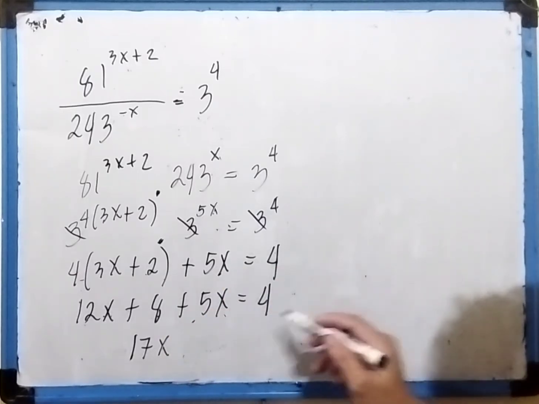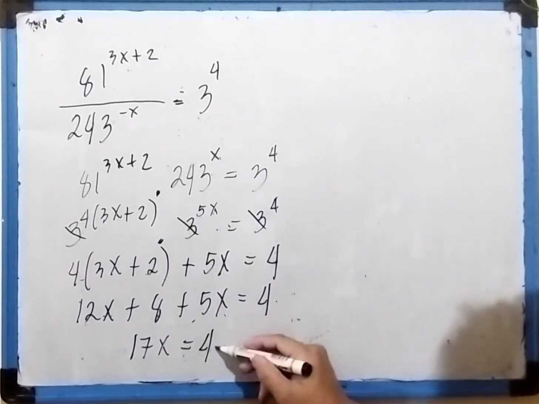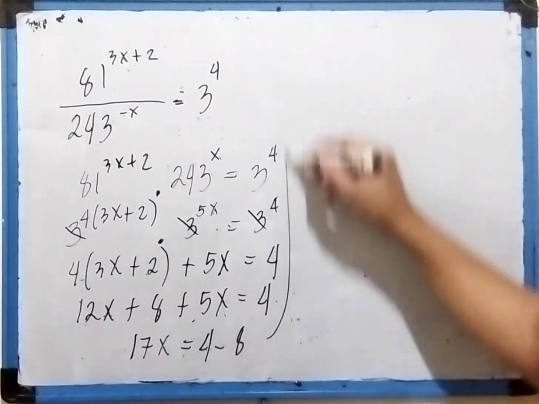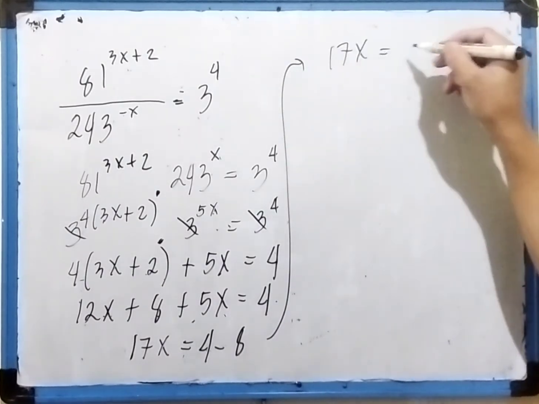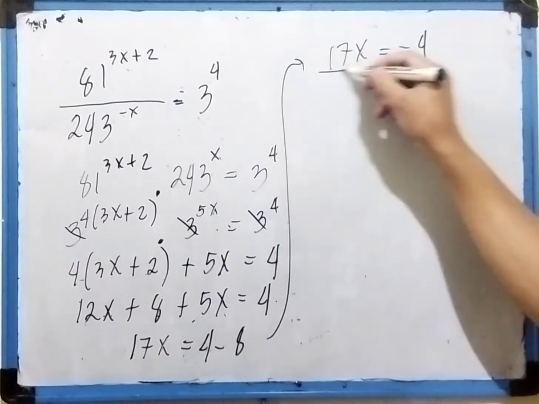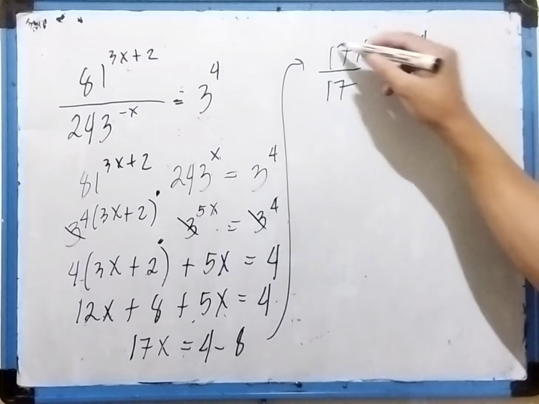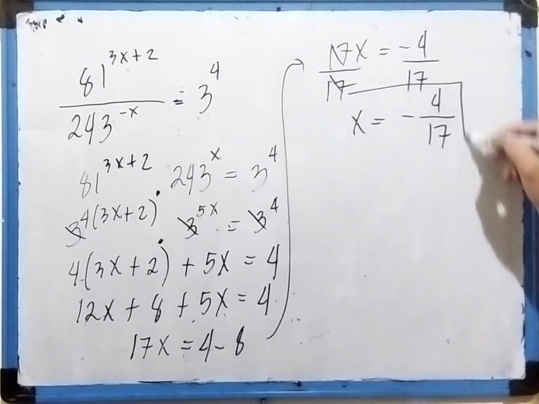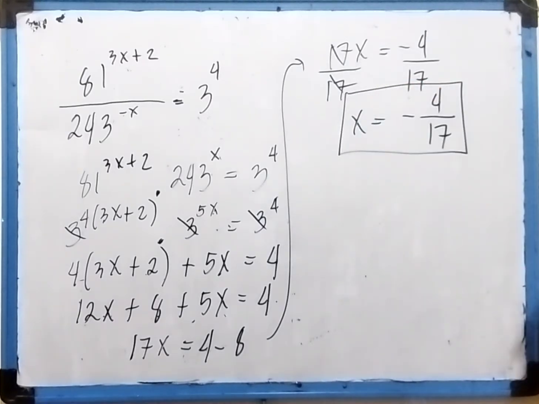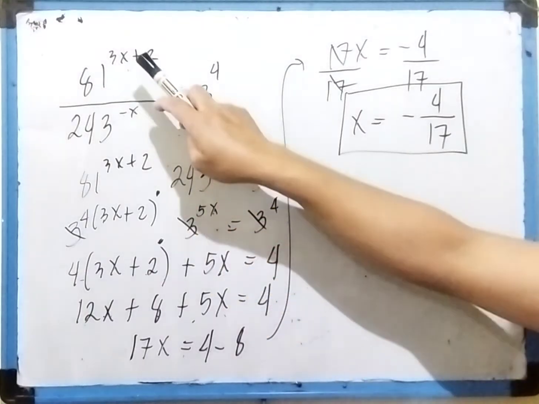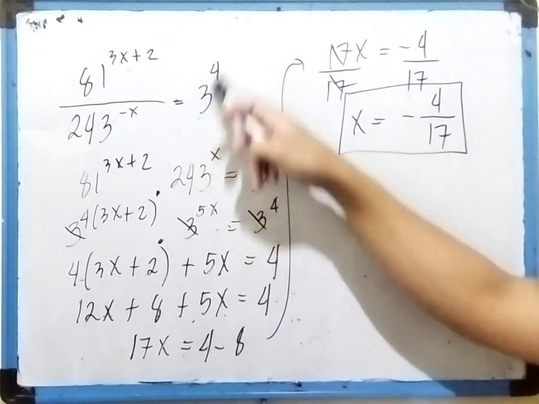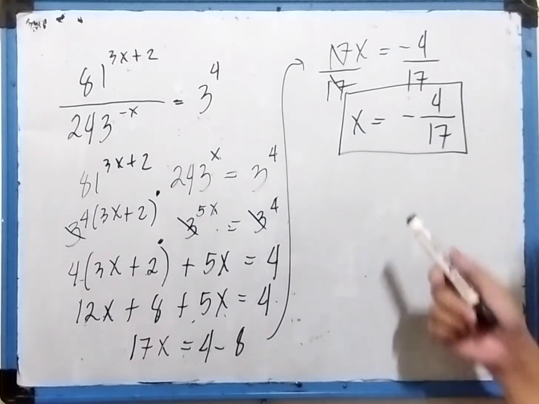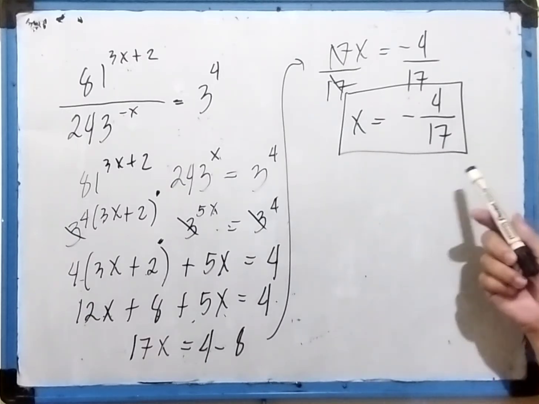And 8 here will be transposed to the other side. So, 4 minus 8. So, that will be equal to 17x is equal to 4 minus 8 is negative 4. So, divide both sides by 17. Here, x is equal now to negative 4 over 17. So, that is the first example na pinresent natin kanina. 81 raised to 3x plus 2 over 243 raised to negative x is equal to 3 raised to 4. The value of x will be negative 4 over 17.